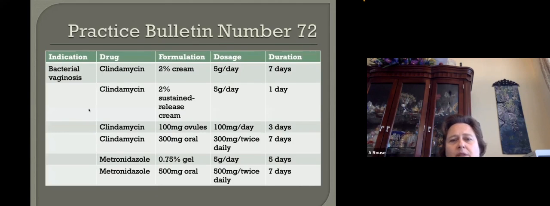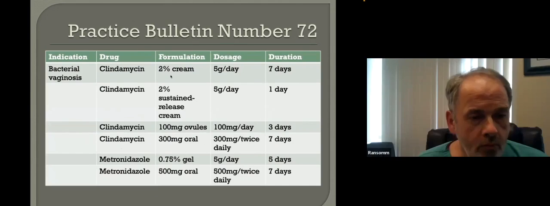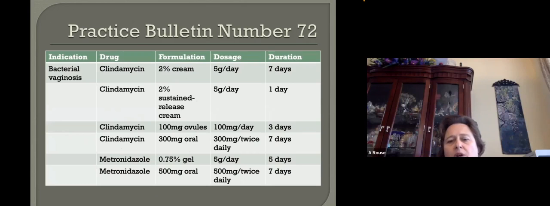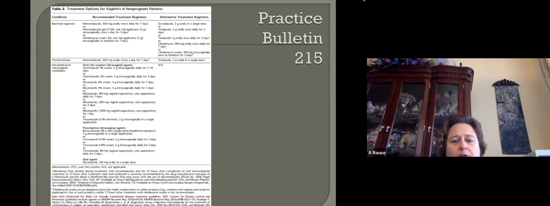All right, so bacterial vaginosis. They list clindamycin orally as an option, but that's not typically very effective. But vaginal dosing, so your cream, your sustained cream, and your ovules will be more effective. And then you have your metronidazole gel and your oral. And this is the one that was correctly described, but it is a 5-day instead of 7-day treatment. And there's your summary table again.